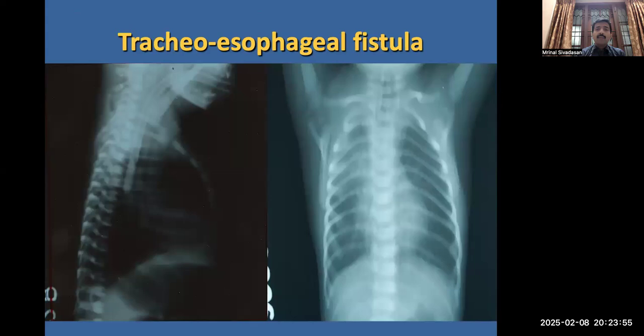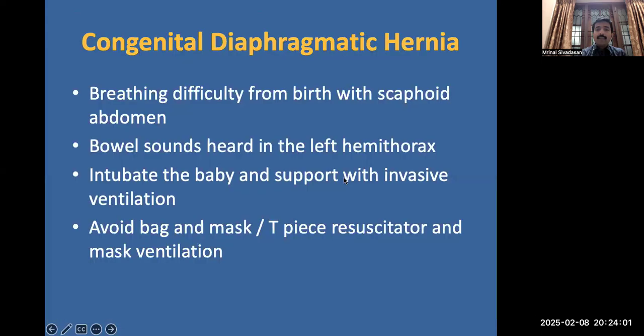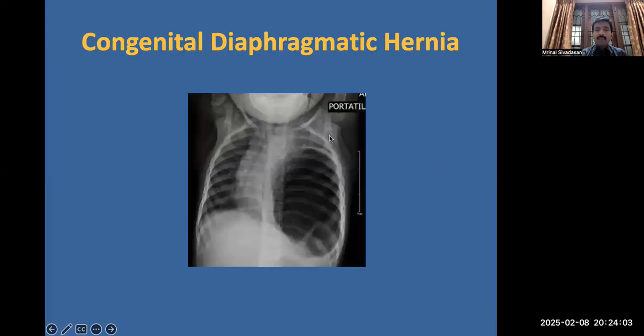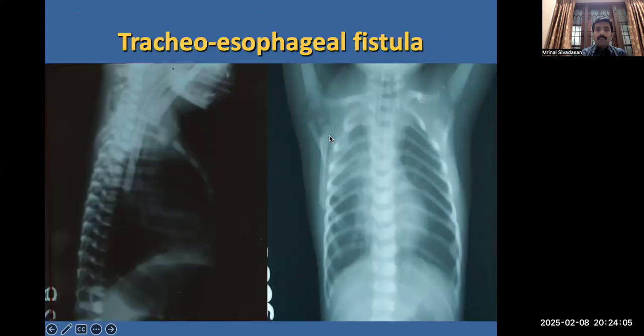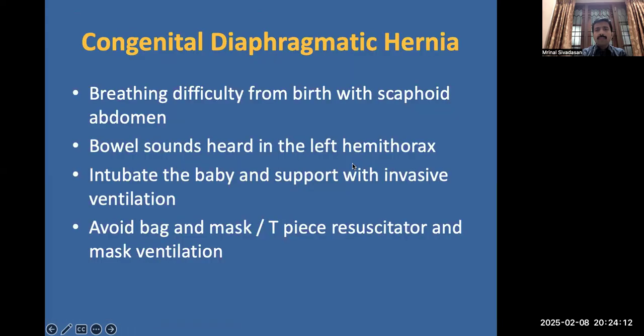So this is the X-ray of a tracheoesophageal fistula. You can see the red rubber catheter is coiled at around 8 to 10 centimeters, and there is some aspiration at the right side of the lung also, which can happen. And then congenital diaphragmatic hernia.